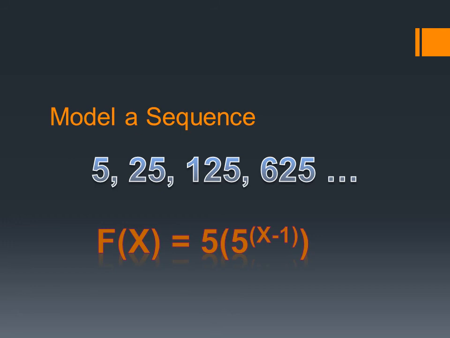If you notice, I put in 1 here, I will get out 0. Anything to the 0th power is 1, and then 5 being my first term will give me 5 as my first term here.